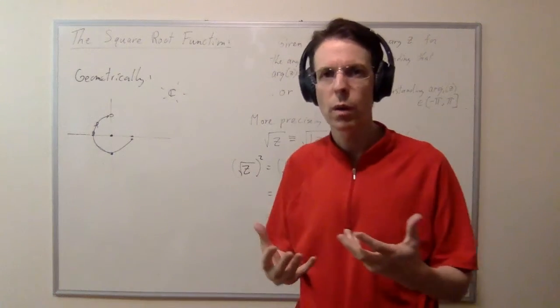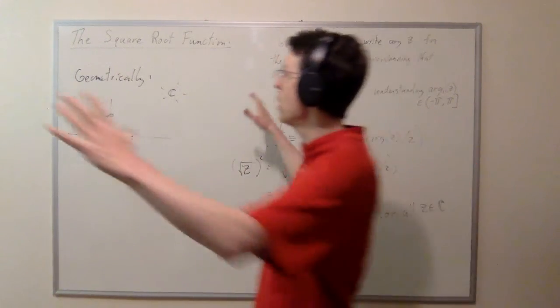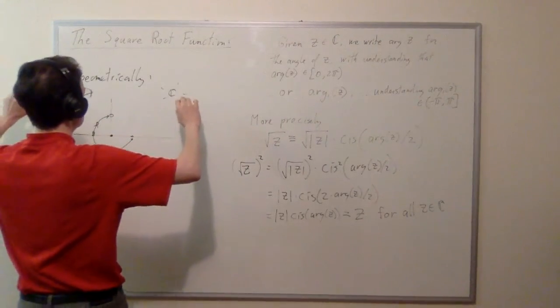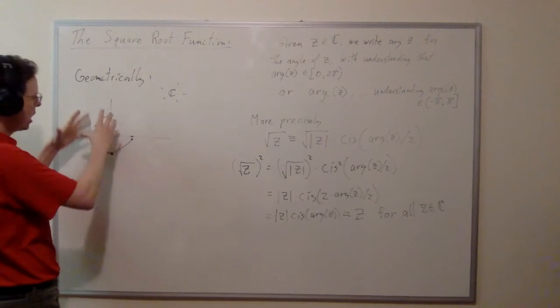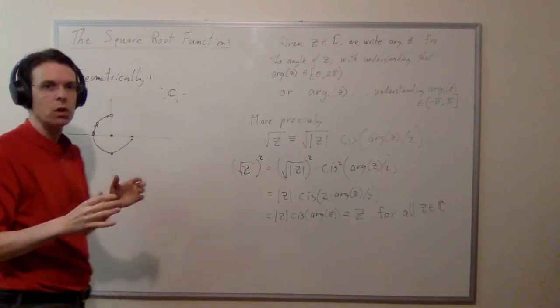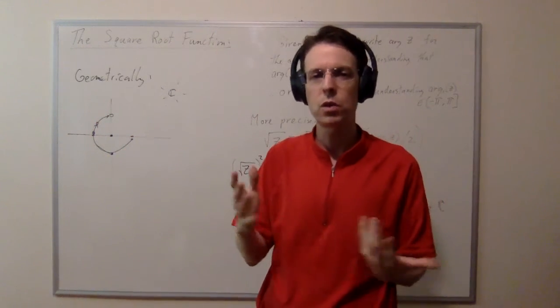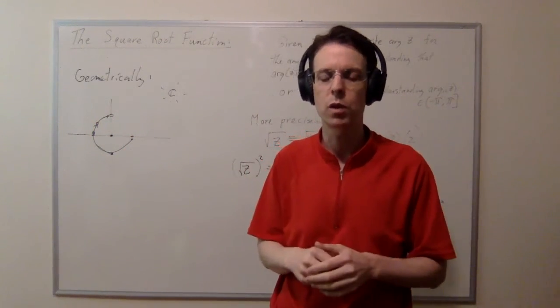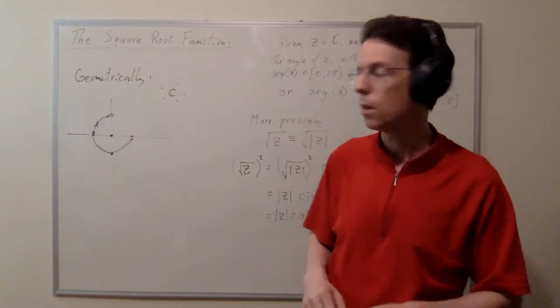There's a little bit more going on because the moduli are changing too, right? The points that are far from the origin are moving much farther, and the points that are on the unit circle are staying on the unit circle, and the points that are close to the origin are moving much closer. So there's this kind of weird spreading out phenomenon too. Both of those things are happening at the same time with the square root function. But the important thing you need to notice is that it is not continuous everywhere.